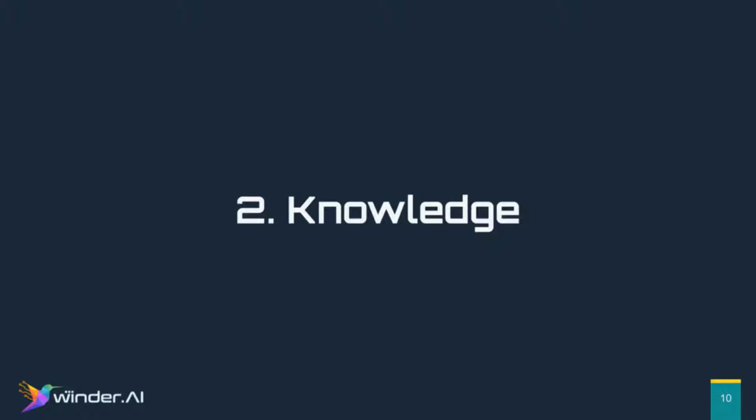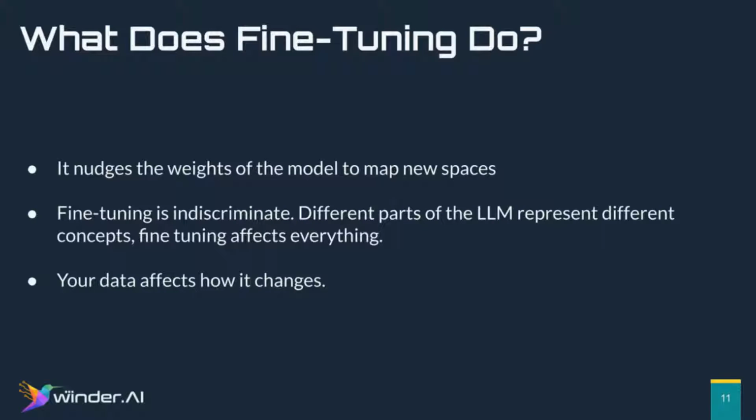Okay, so let's talk a little bit more about knowledge and how we try and get that knowledge into our LLMs. So what does fine-tuning do first? Well, fine-tuning is the process of attempting to nudge the weights of a large language model to map new points in high-dimensional space. A bit of a long-winded, complicated sentence there. I'll try and explain that a bit better with a few pictures shortly.